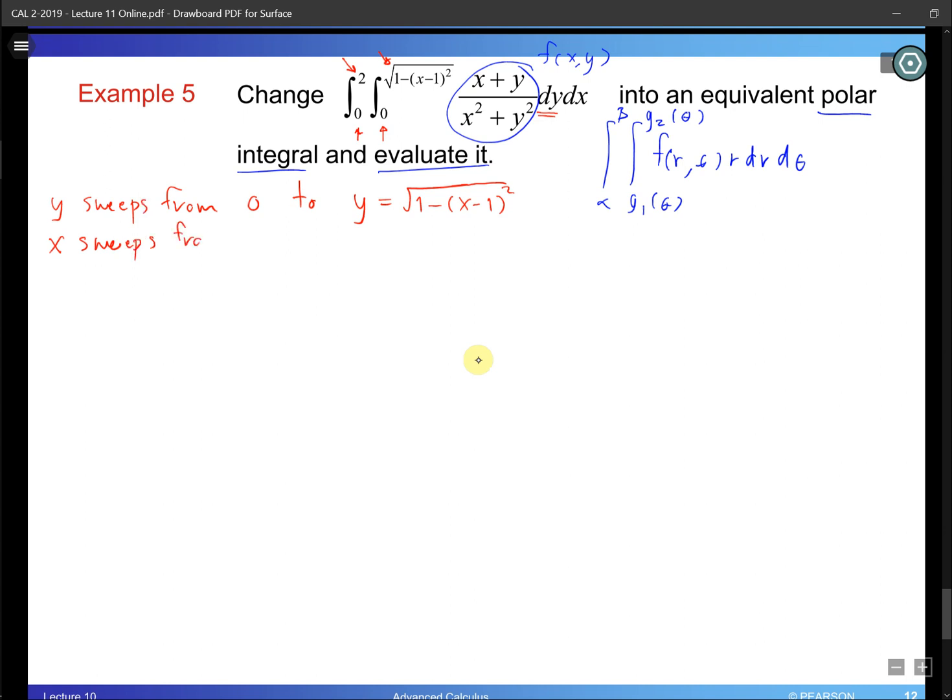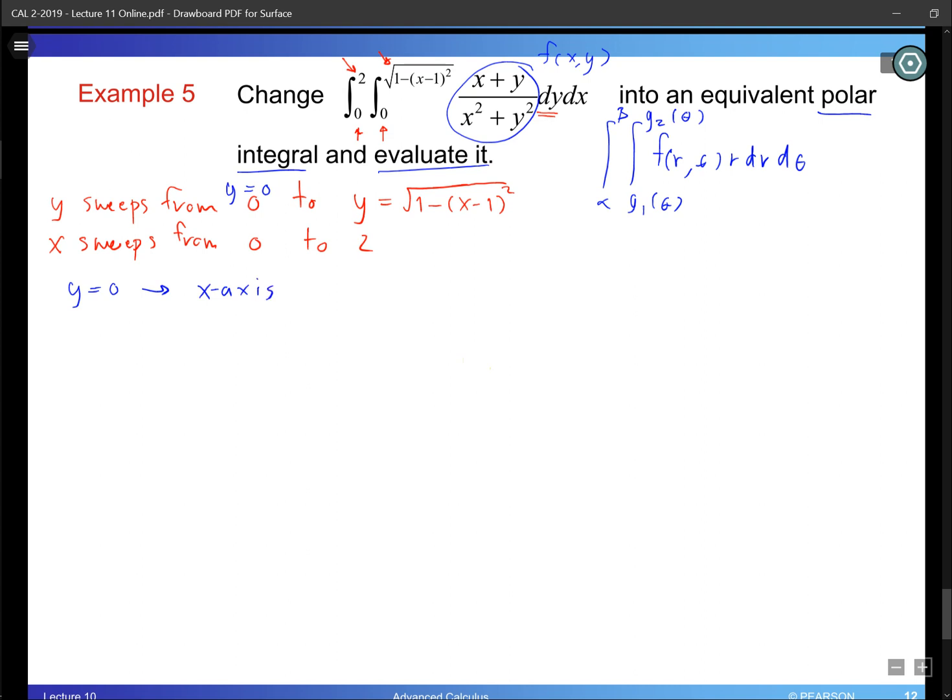X sweeps from 0 to 2. We need to translate this into a diagram. We need to find out what shape this domain region looks like. So y sweeps from y equal to 0. Let's take a look here. Y equal to 0 is the same as the x-axis.